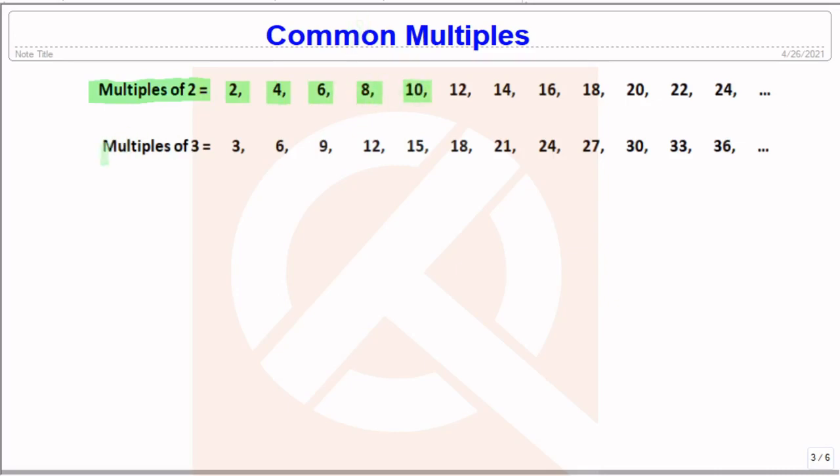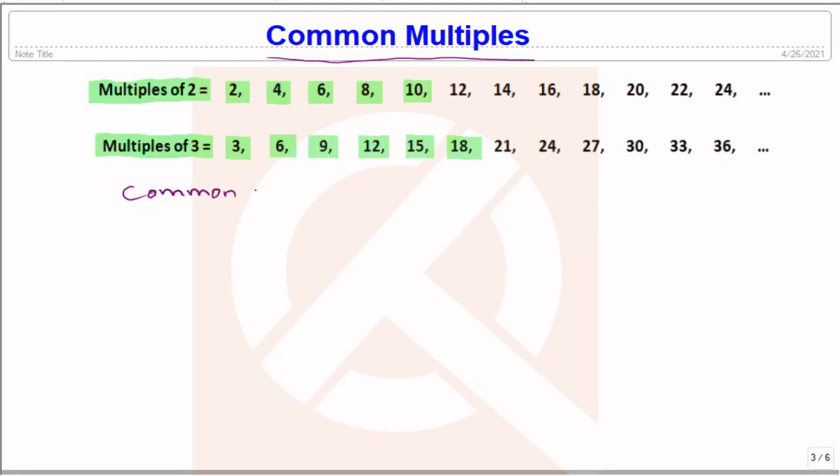And similarly on the other side you can see the multiples of 3: 3 ones are 3, 3 twos are 6, 3 threes are 9, 3 fours are 12. So these are again the times table. Now if you look at the heading, it says common multiples. So could we find the common multiples? Yes, obviously.